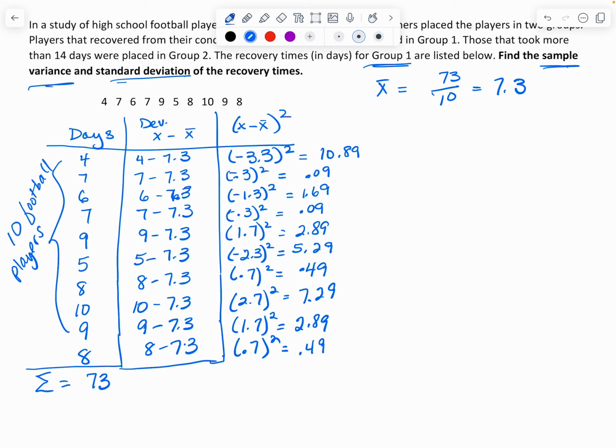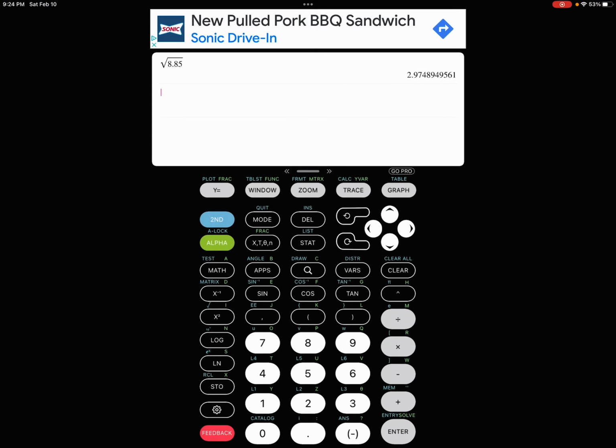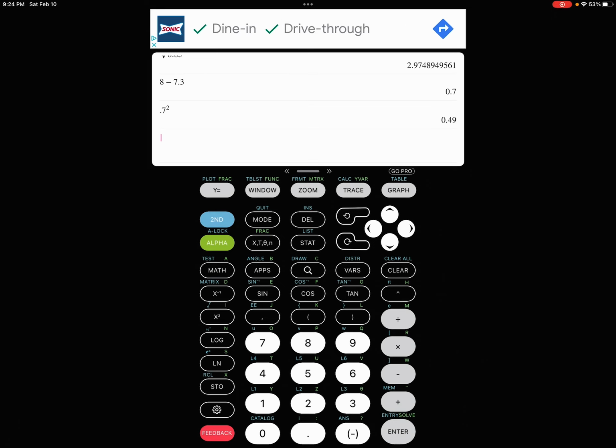Right? I have already done this on the side using my calculator, so that's why I'm able to go through it so quickly. But just to remember, we'll do this last entry. The last entry was 8 minus 7.3, which was equal to 0.7, and 0.7 squared is equal to 0.49.